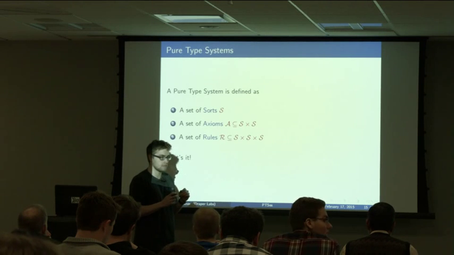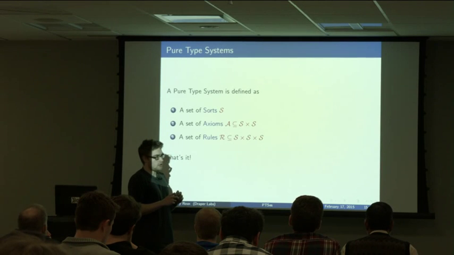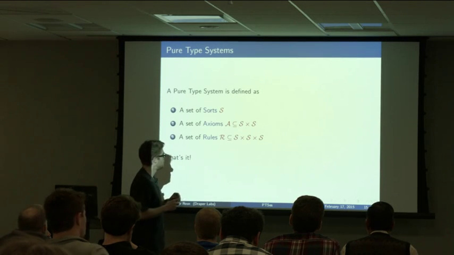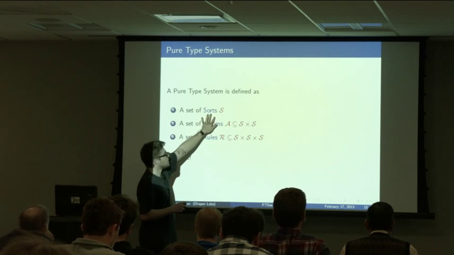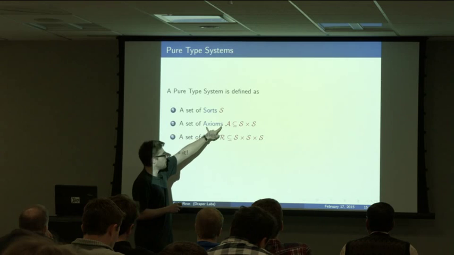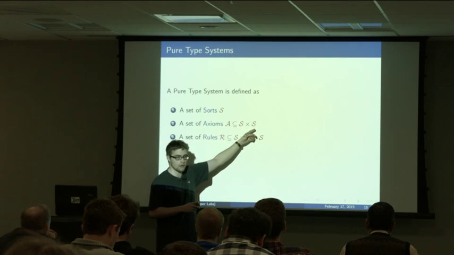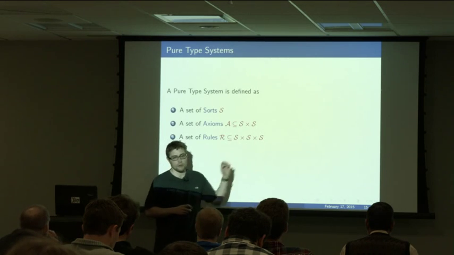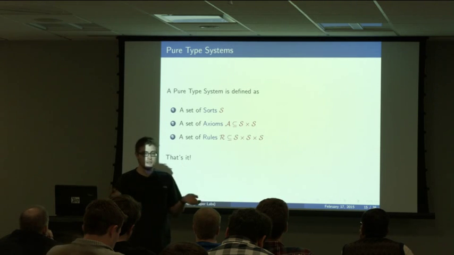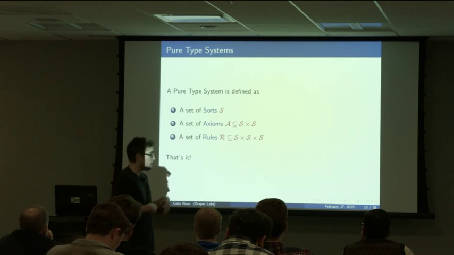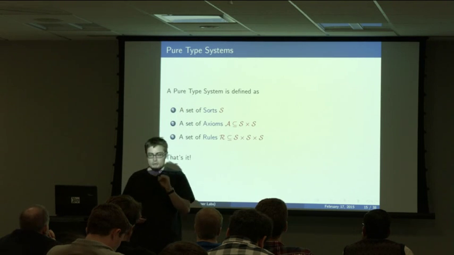Yes? Are those types of kinds like in Haskell? Yes, in some sense. We'll see examples. So you don't really need to worry about what this is. It's just a set, and then you have axioms, which are just pairs of these sorts. Okay, and then you have rules, which are triples. So you give me a list of things, a list of pairs of things, and a list of triples of things, and in return, I give you a programming language. Now I'm going to tell you what that programming language is.